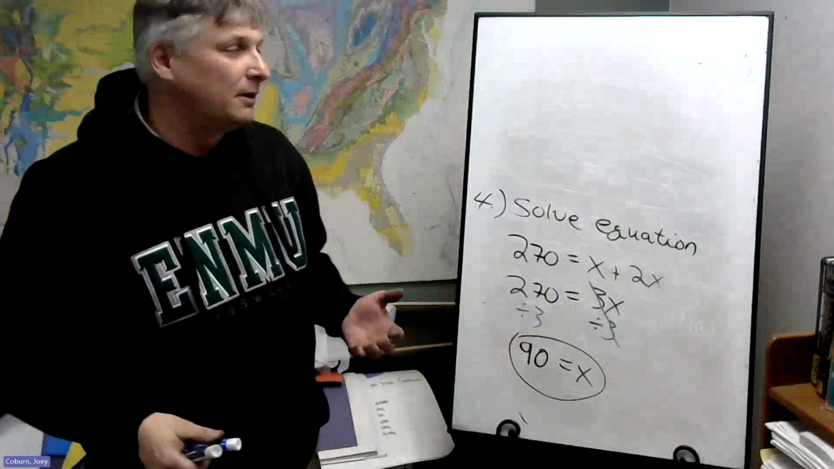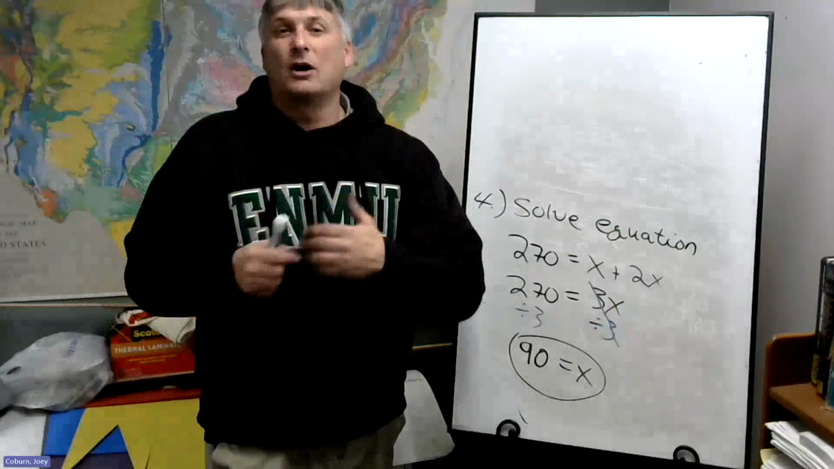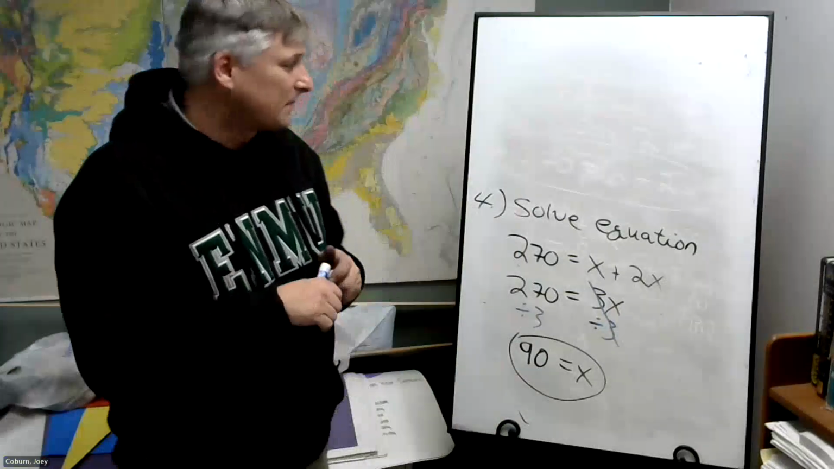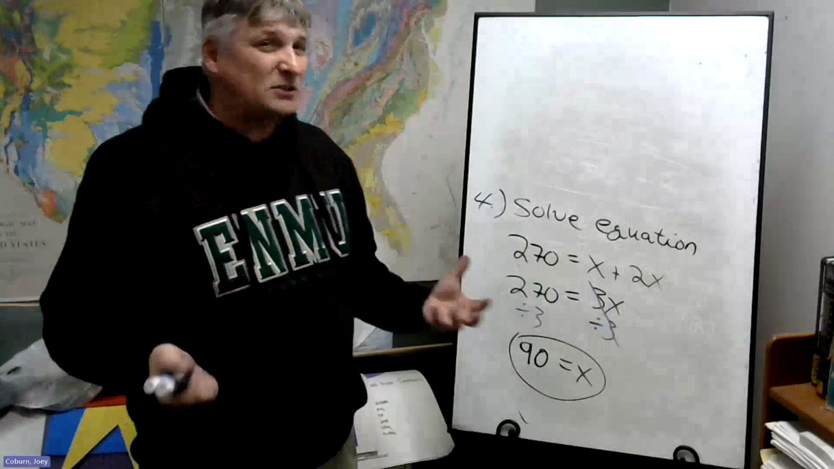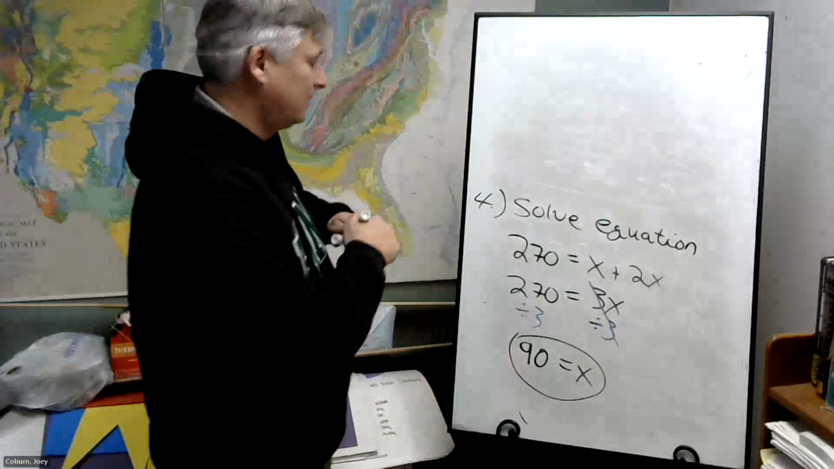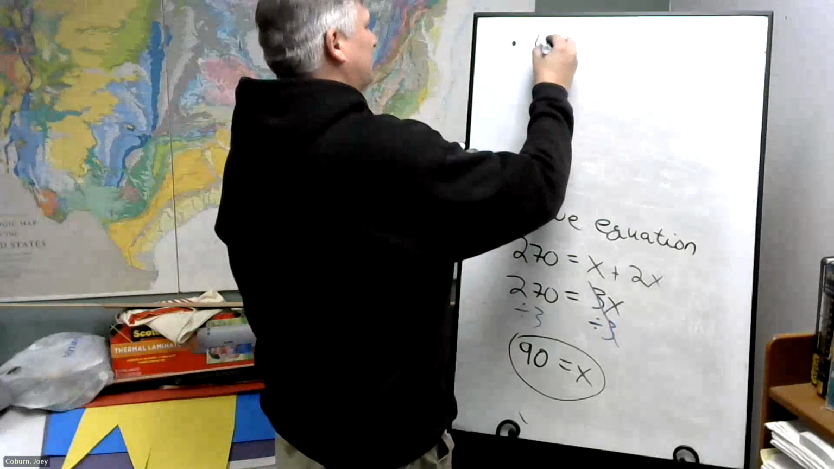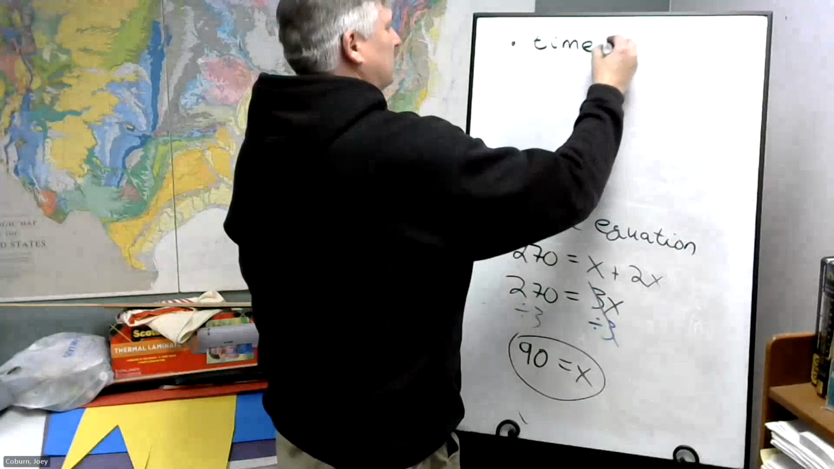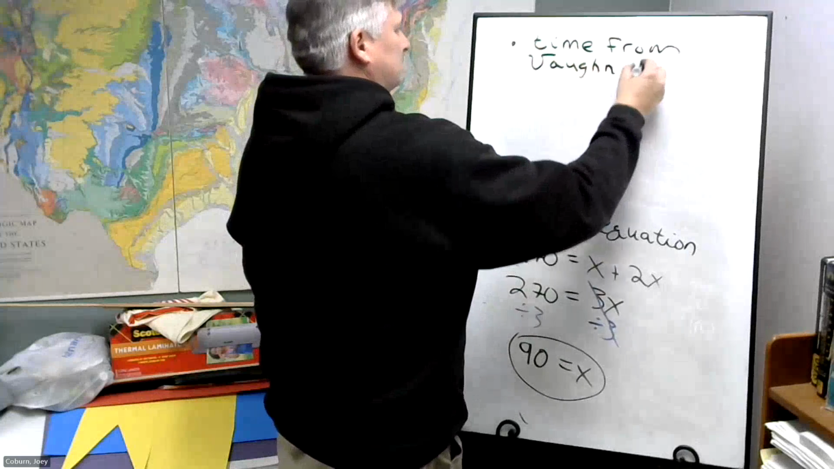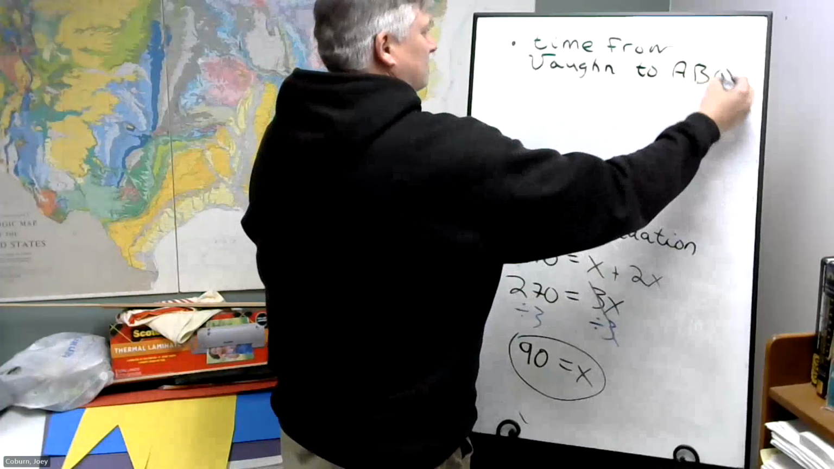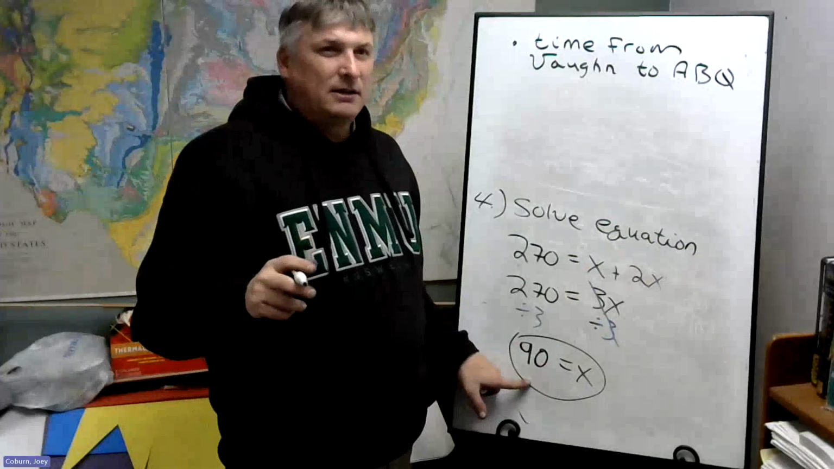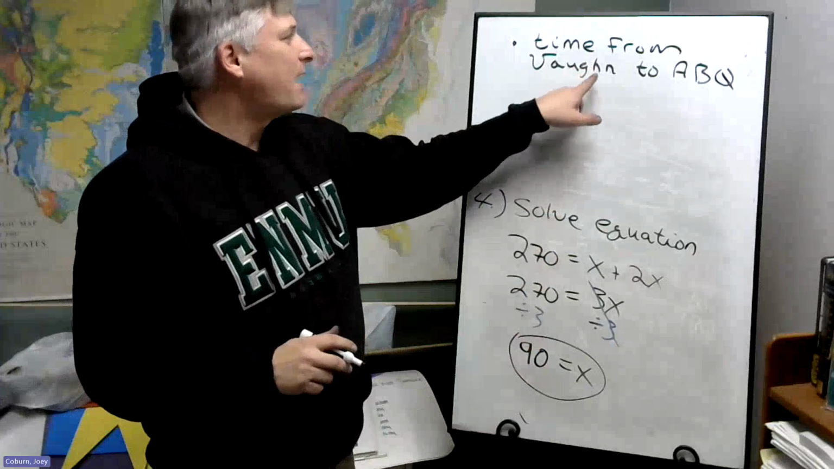Remember what x was. It's the time it takes to go from Roswell to Vaughn. Well, apparently it takes 90 minutes. So what they asked for, though, was the time from Vaughn to Albuquerque. Now, having figured out x is 90, can this help us find this?